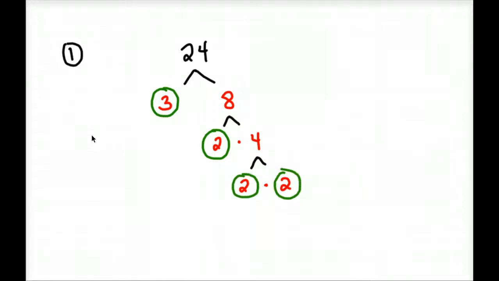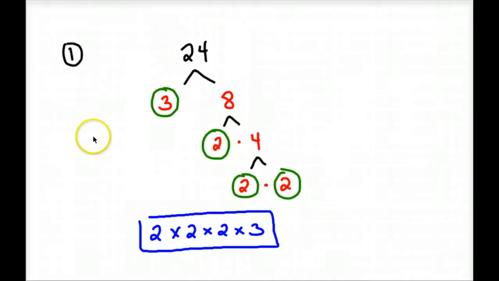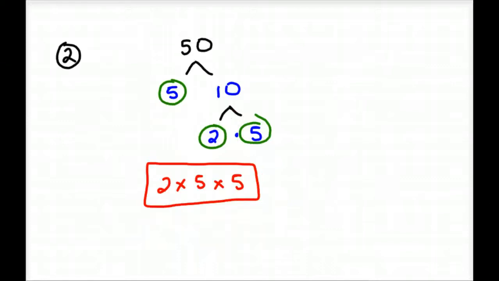Now writing this in numerical order, we have the factors of 2 times 2 times 2 times 3. And we have just factored 24. Let's take a look at another example. Prime factors of 50.